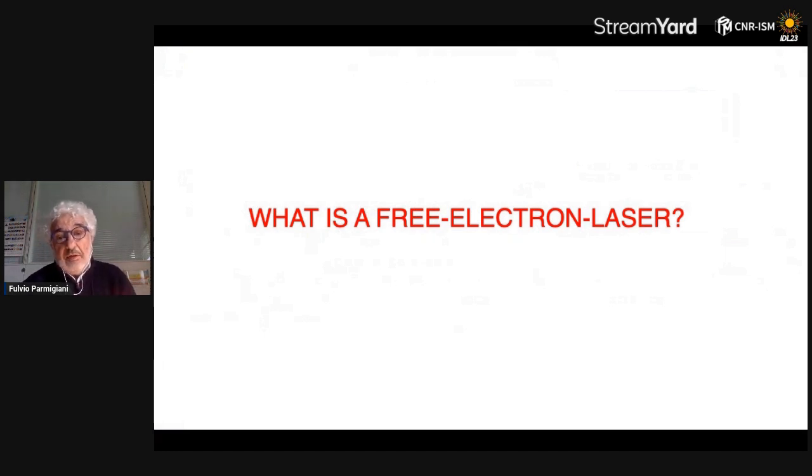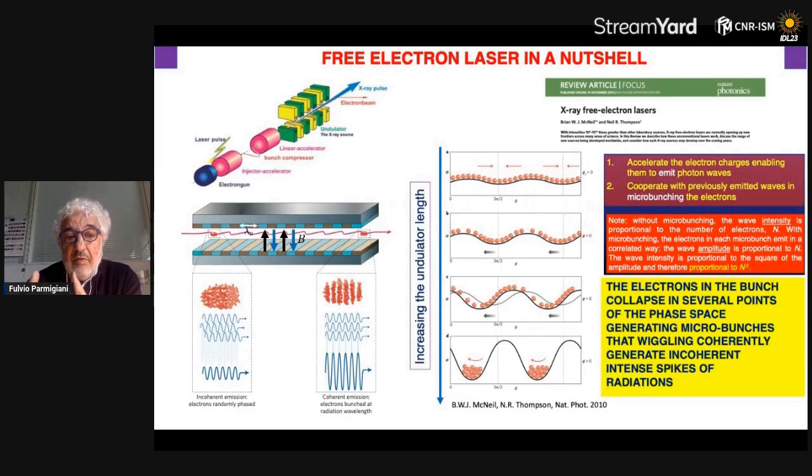Now, what is a free electron laser? Massimo Altarelli already said some basic principles of the free electron laser, but let me recall this principle. To have a free electron laser, you need a linear accelerator, and you need a long undulator. So the electron bunch can undulate and it can generate micro bunches, and these are due to the interaction of the electron bunch with the spontaneous emission of the radiation.